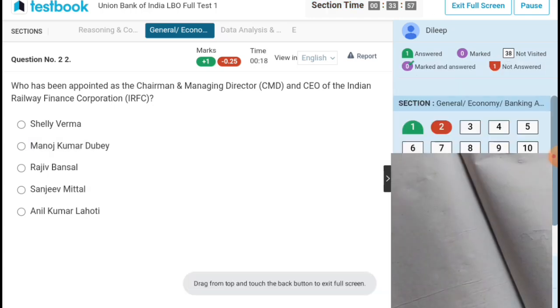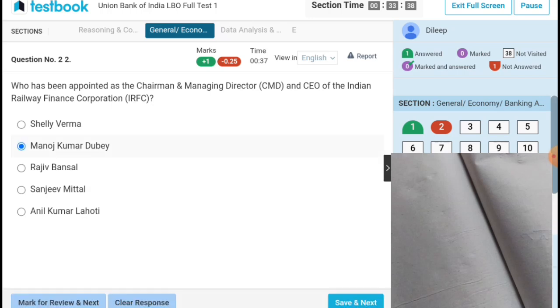Who has been appointed as the Chairman and Managing Director CEO of Indian Railway Finance Corporation? I think Anil Kumar Lohati or Manoj Kumar Dubey.